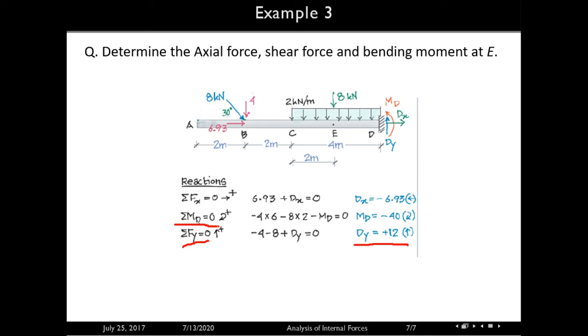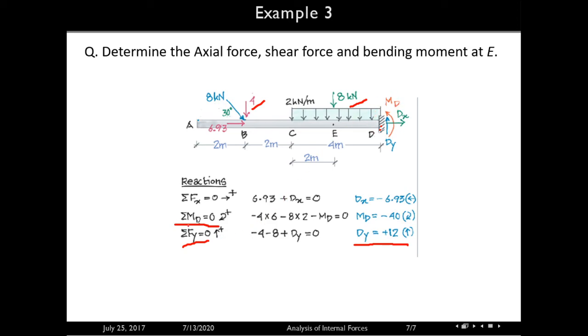And at last, applying summation of moment, we have considered moment at point D. At D there will be a moment, and as this is a fixed support, there will also exist a moment which we have denoted with MD. So taking a moment at D point, we can see that the loads which will induce moment are 4 kilonewton, 8 kilonewton and this MD.